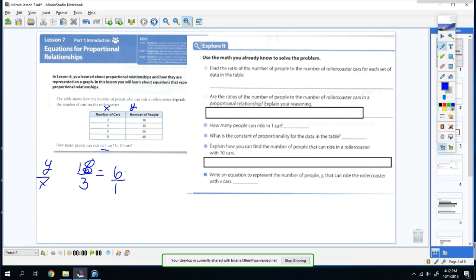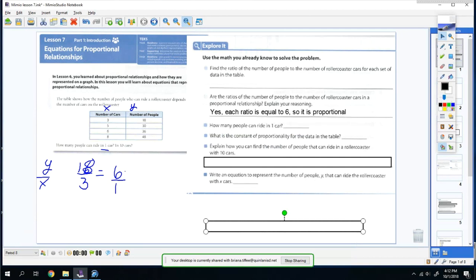The first one says, find the ratio of the number of people to the number of roller coaster cars. So that's what I did down here. The next one says, are the ratios of the number of people to the number of roller coaster cars in a proportional relationship? Explain your reasoning. So we're going to say yes, because each ratio is equal to 6.